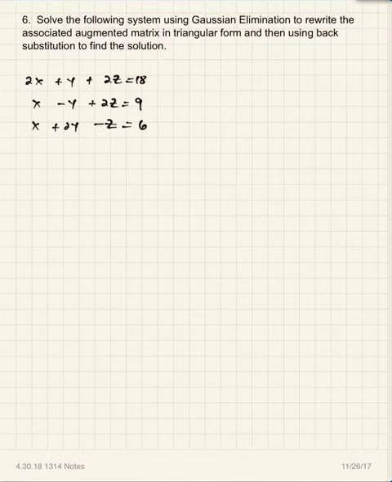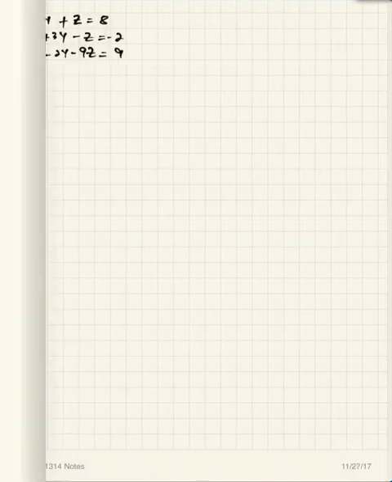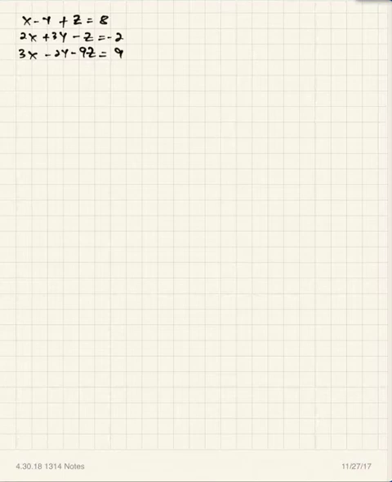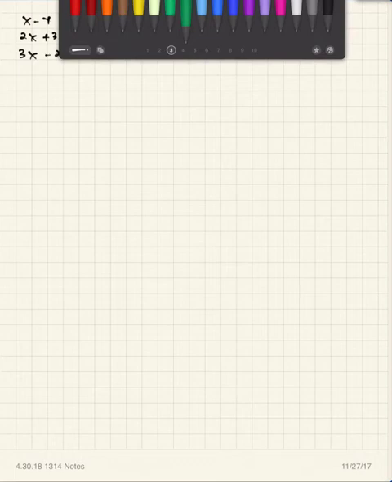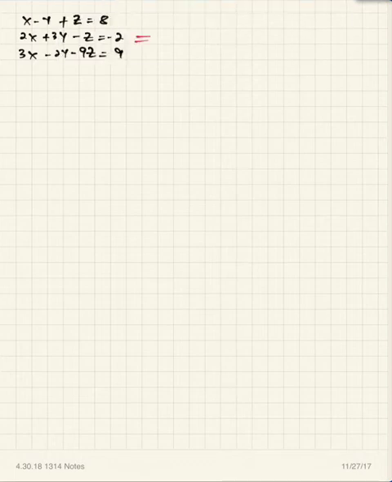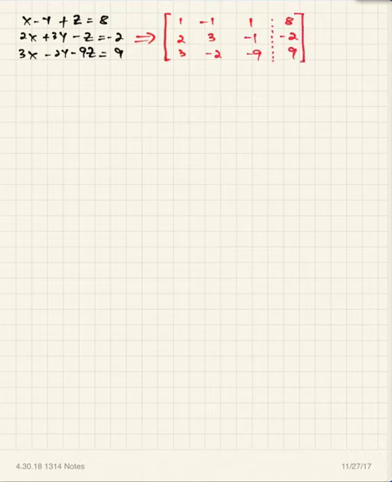I want you to look at this one. So I've got some problems written down though, and that's what we're going to do, is practice this process. All right, so the problem starts like this. You start with the system, you write down the matrix that's associated with it. And so notice I just use the coefficients, and make sure I put that vertical dashed line there to separate the constants from the variables. And that's the matrix right there.